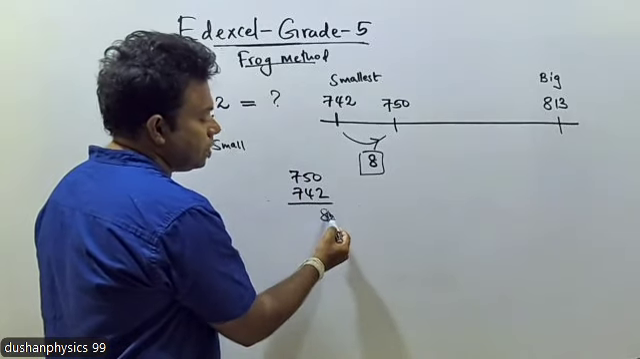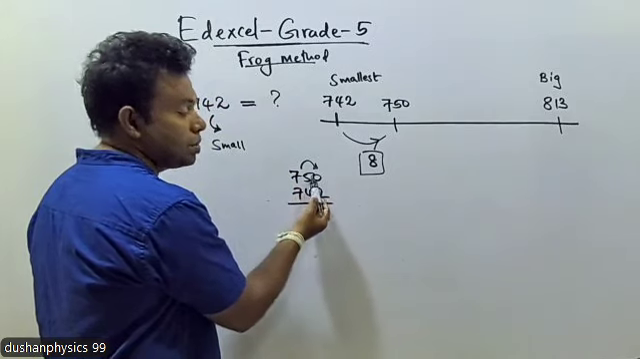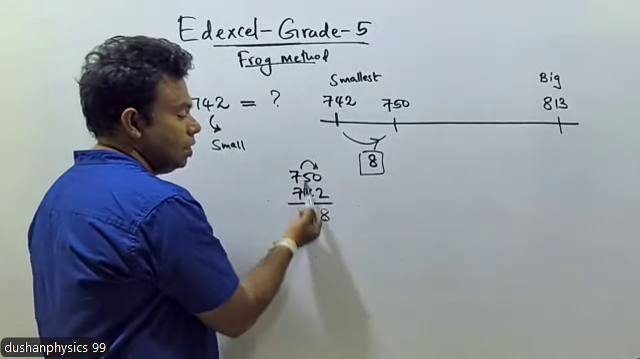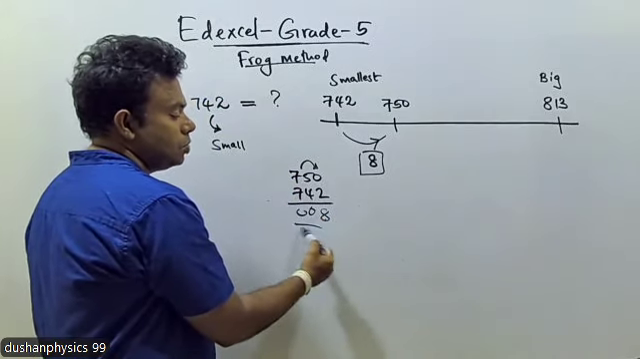When I take 1 from here, it becomes 10. 10 minus 2, 8. 4 minus 4, 0. So the gap is 8.